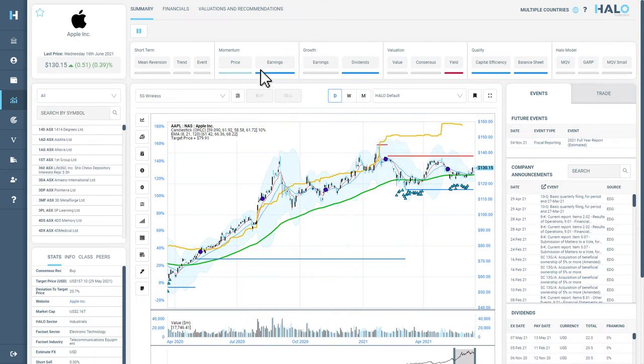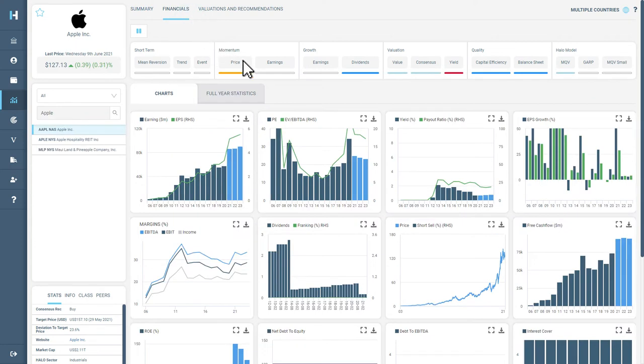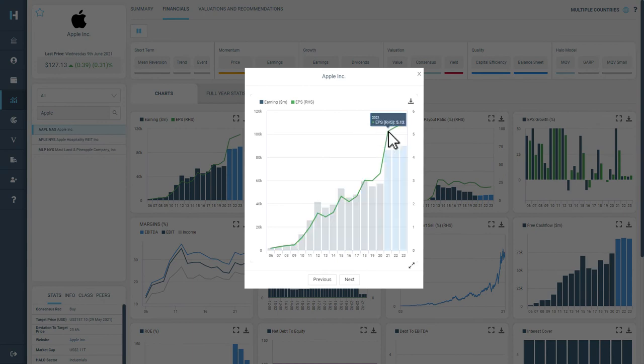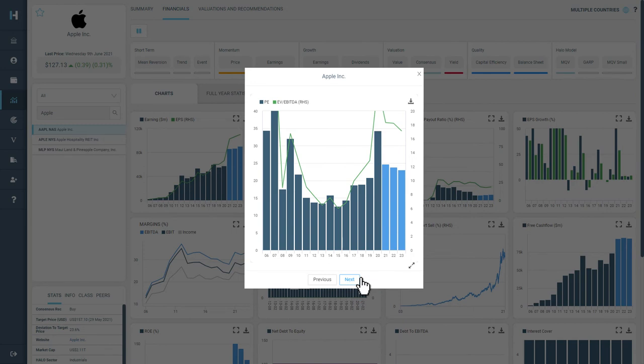As we move to look at a company's financials, you will notice two sections, charts and full year statistics. Charts will give you a high-level overview of important data, including earnings, EPS growth, cash flow, and more. From this, you can visualize the historical volatility of earnings versus what is expected into the future. Click to expand a chart and hover over it for more information. You can cycle through this view by clicking Next and Previous.